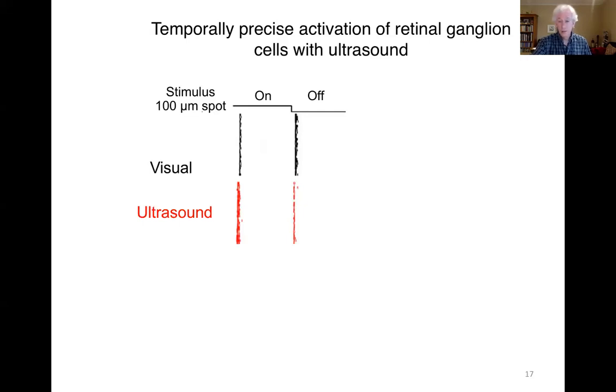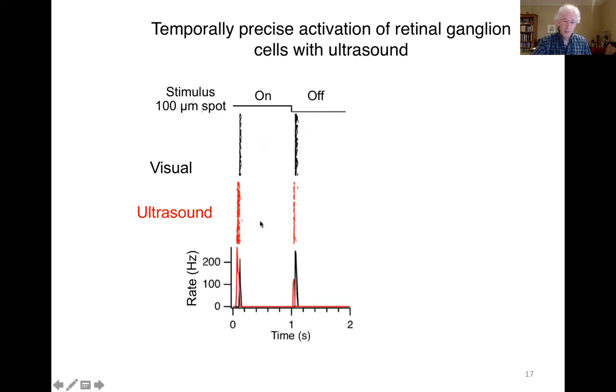When we turn on an ultrasound stimulus, we see something very similar. So these are pulses of ultrasound in the same half hertz frequency on and then off. And we see spikes driven in the retinal ganglion cells without the visual stimuli. And they're just about as precise or even more precise as the visual stimuli.